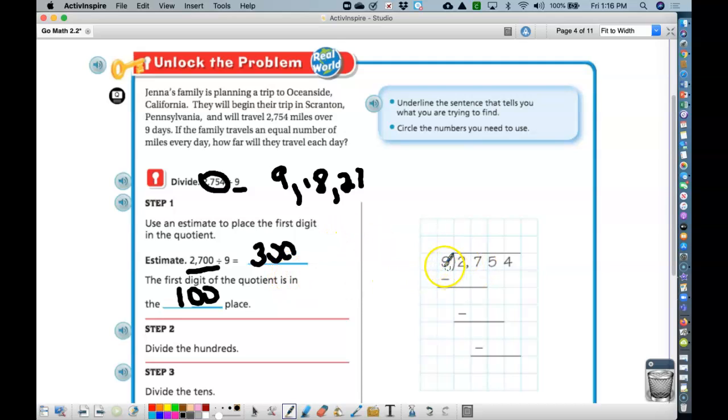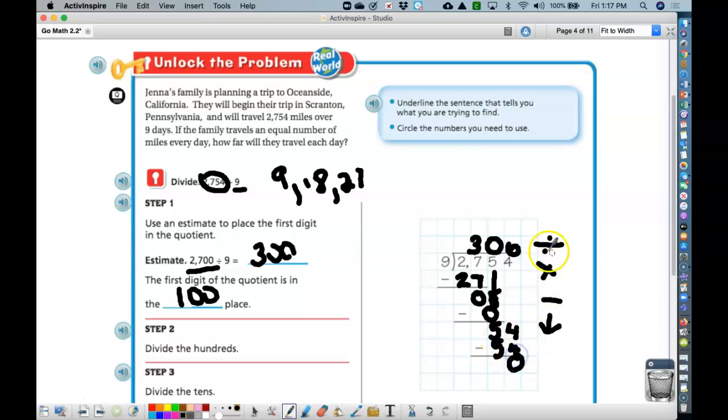So now we're going to come over here and we're going to divide. 9 goes into 27 3 times. Remember, our steps for division are divide, then multiply, subtract, and bring down. So 3 times 9 is 27, and I subtract and I get 0. Now I need to bring down the 5, and 9 goes into 5 0 times. Subtract, and I get 5, and I bring down the 4. Now I do 54 divided by 9. Oh, don't forget your 0 up there. And 54 divided by 9 is 6. So I write 54, because 6 times 9 is 54, and get 0. So they're going to go 306 miles a day.